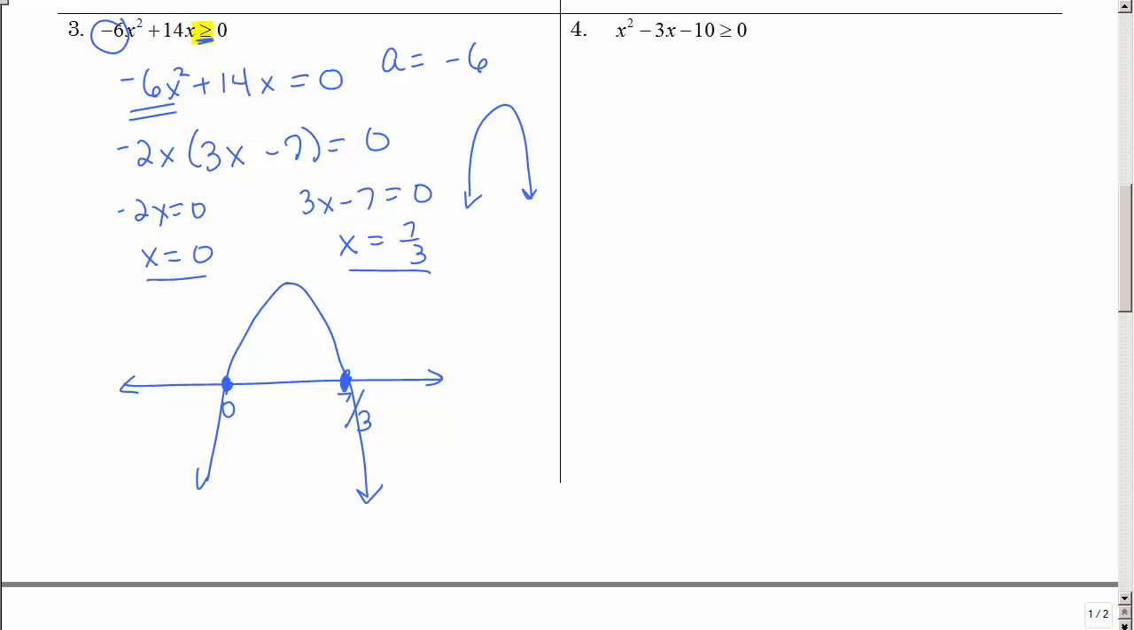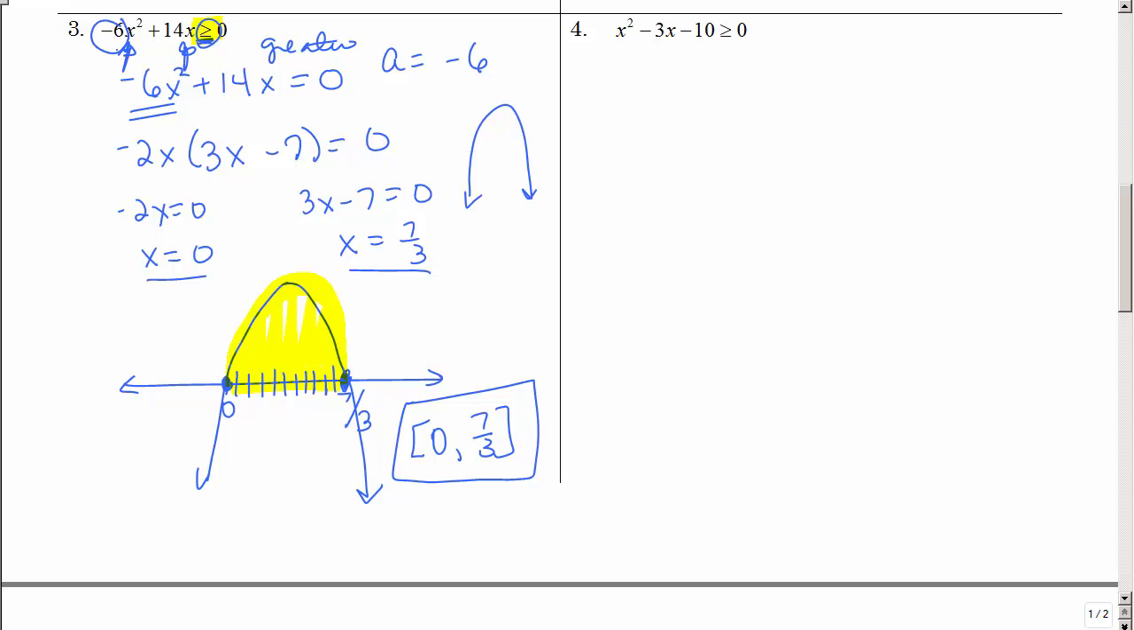Now, what part of the parabola do we want? Was that greater than or was it less than? Well, that looks like greater than to me. So greater than is above the x-axis. So what is the x values that correspond to that part? It goes from 0 to 7/3. That's your answer. So again, any of these values in here, you plug them in for x, do the arithmetic, you would get numbers greater than or equal to 0.